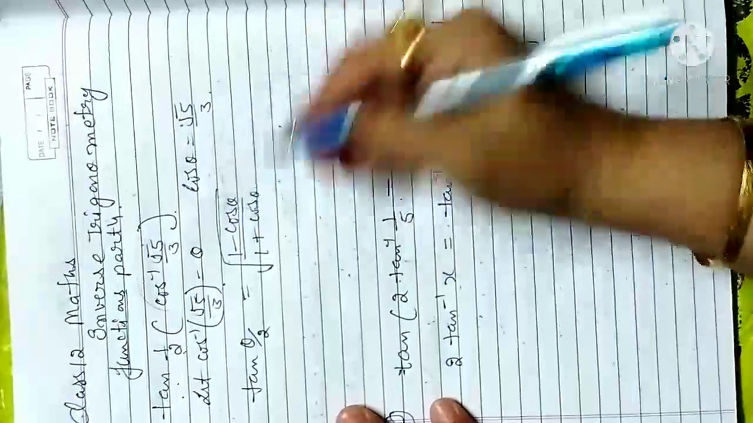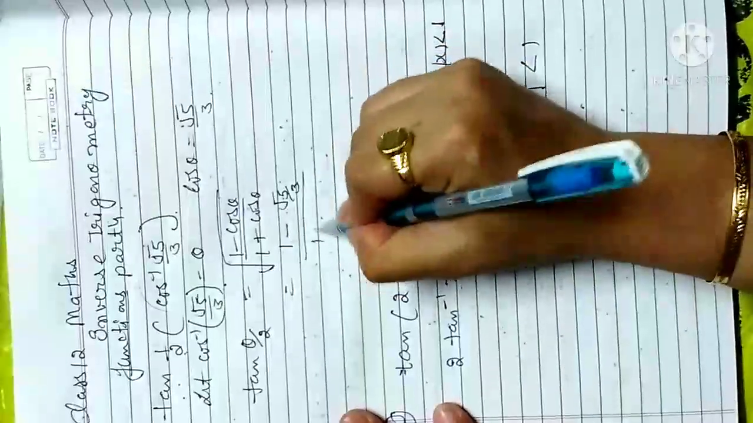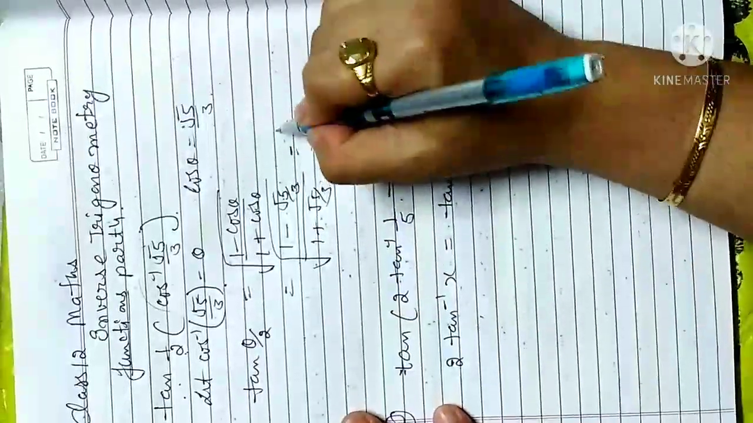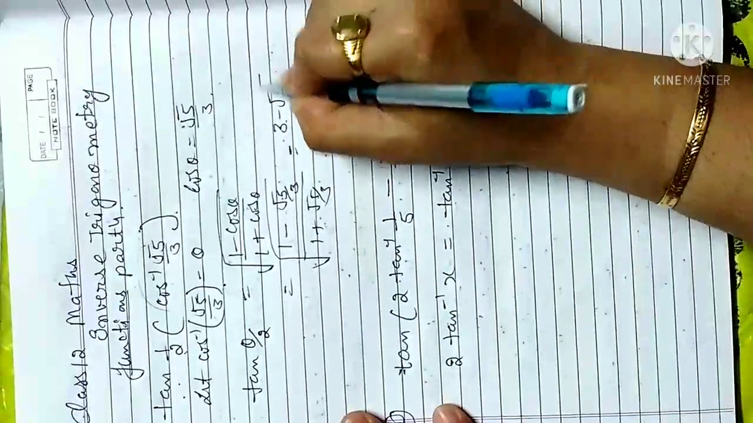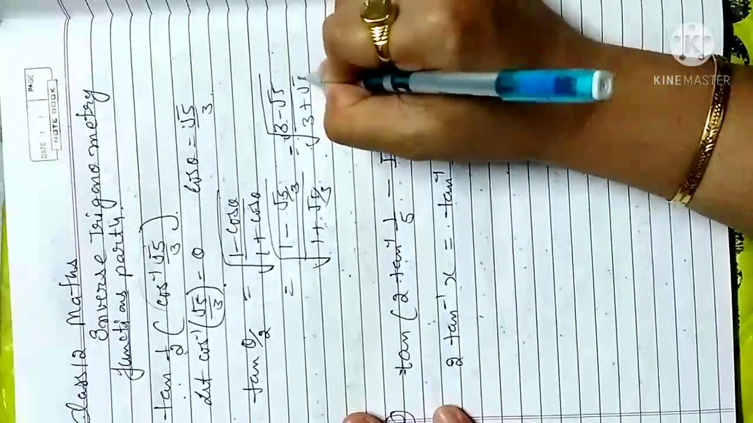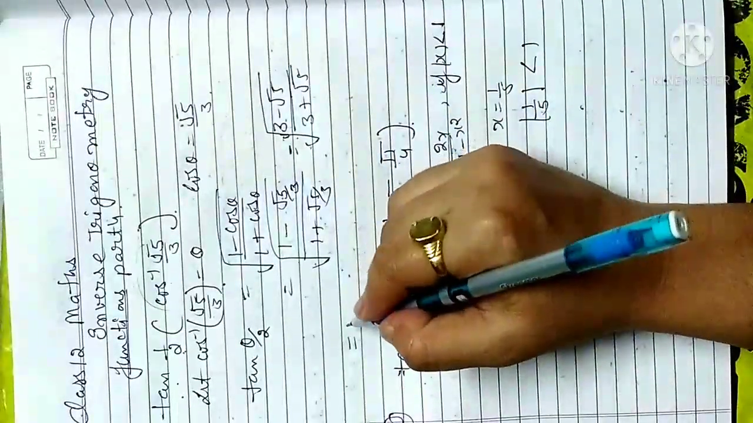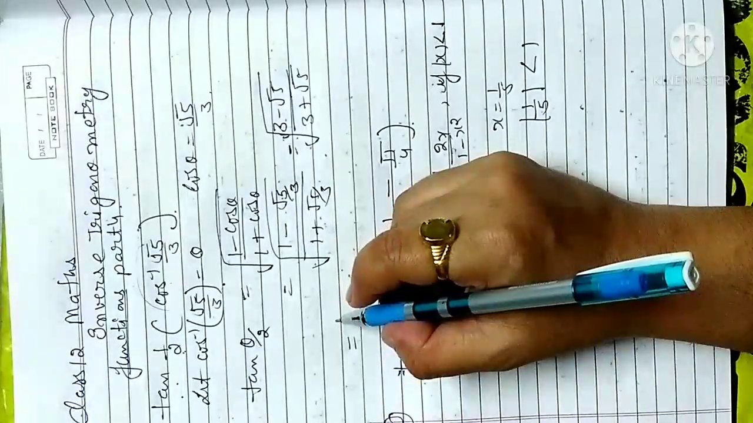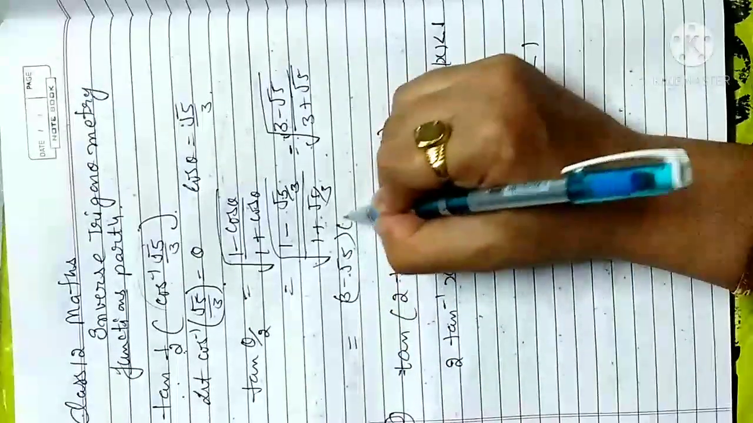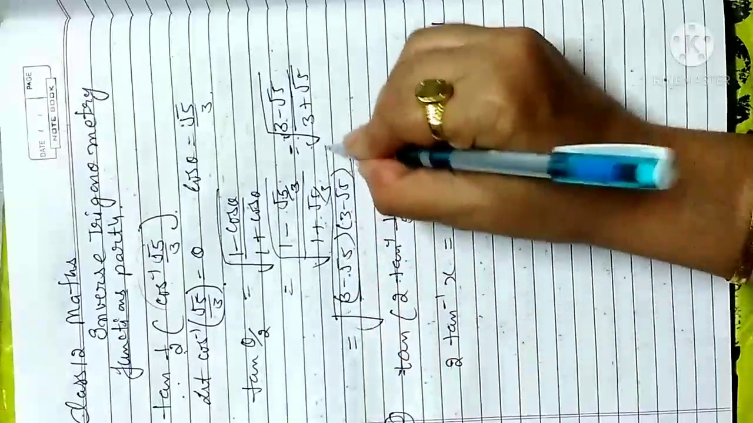Now apply the cos theta value here: 1 minus √5/3 and 1 plus √5/3 under the square root. When you take the LCM, that becomes √((3 − √5)/(3 + √5)). Now this is an irrational number in the denominator, so you have to rationalize it so that the irrational number in the denominator is cancelled. Here we have 3 minus √5 and 3 minus √5; change the sign and rationalize inside the root itself.